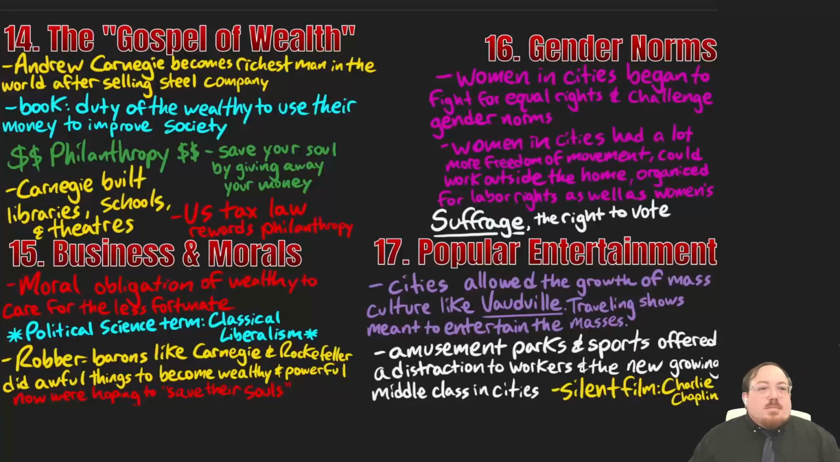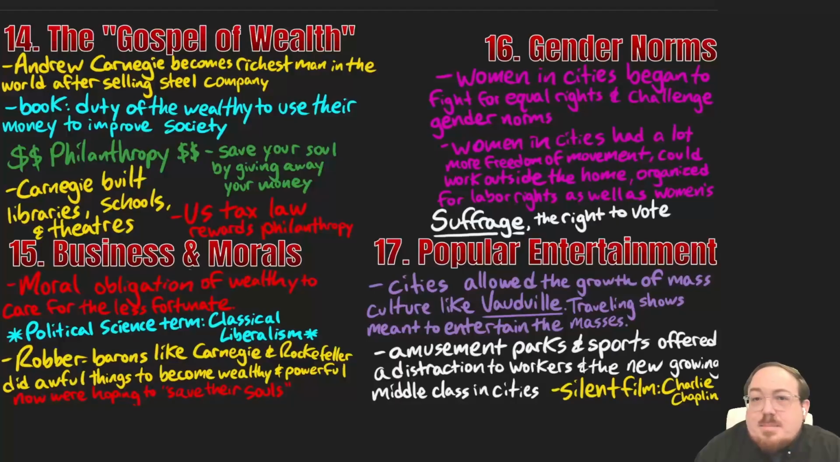So both Carnegie and Rockefeller will try to save their souls by spending money to help out those who are less fortunate. And there is this sort of push among certain people. You also have Henry Ford, who will push for better pay and days off for his workers so they can go spend their money in the economy and buy his car and travel and things like that. It gets into this term called classical liberalism.